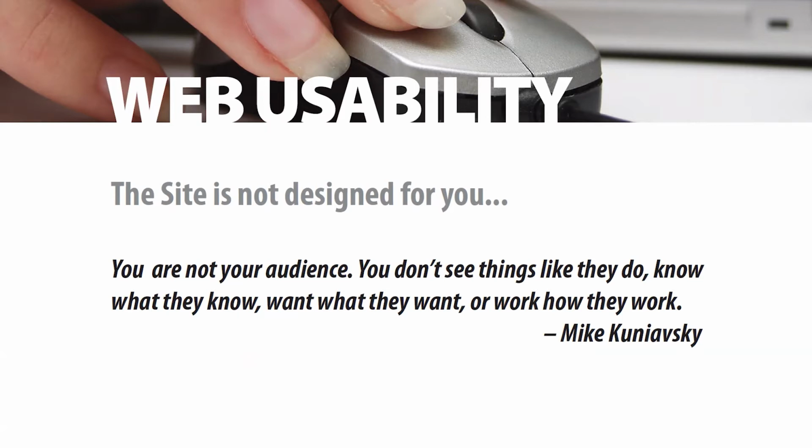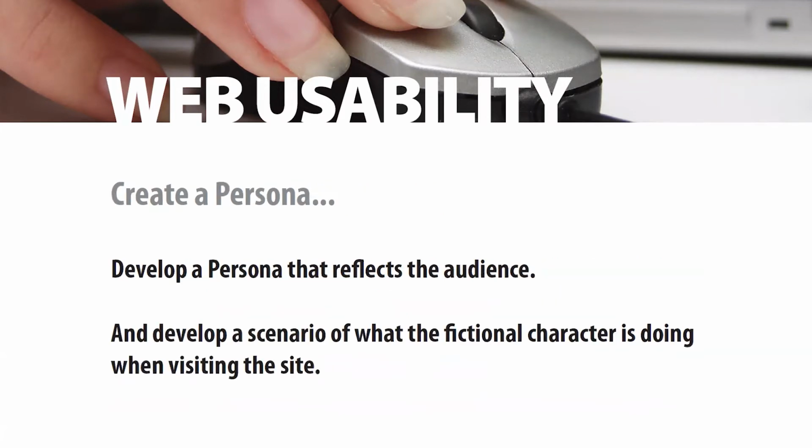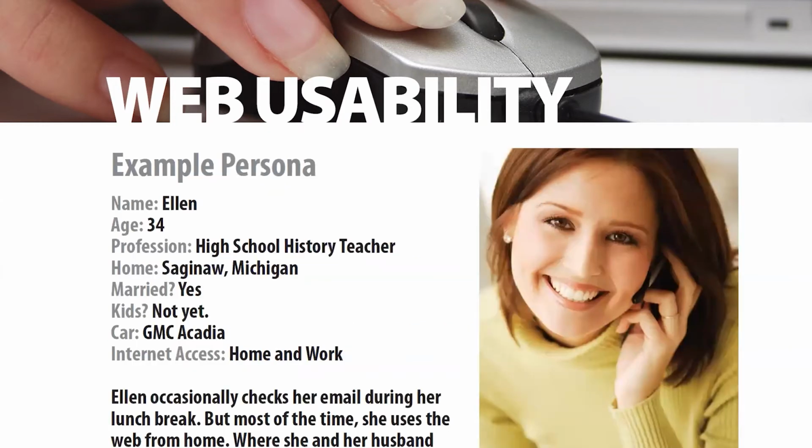This is where you are designing a site pertaining to a certain audience, a certain customer base that you are working with. So one of the first things you probably want to do is create a persona, which is a fake person based on research of a particular audience you're working with, and develop a scenario of what the fictional character is doing when visiting a site. For case in point, we have this Ellen, who is based on research of what she does and who she is, because this is a particular clientele or customer base that your client is shooting for. It is their audience.